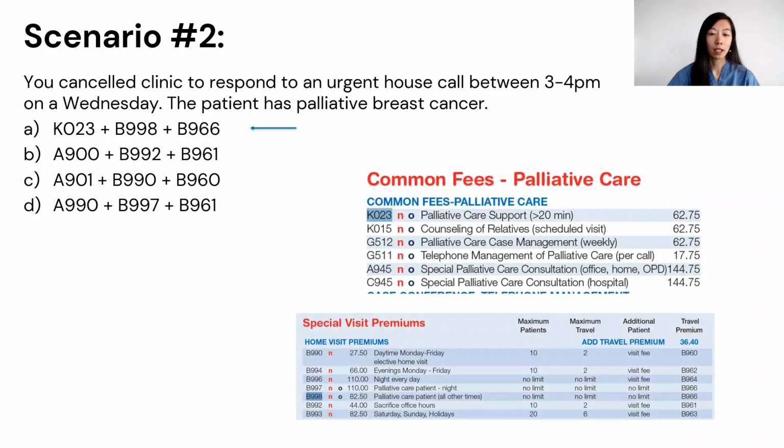And the reason why is if you go under the palliative care section, K023 is when you provide support for your palliative breast cancer patient. And you also want to add on a B998 and a B966 for the special visit premium.